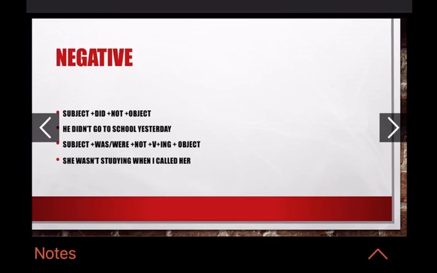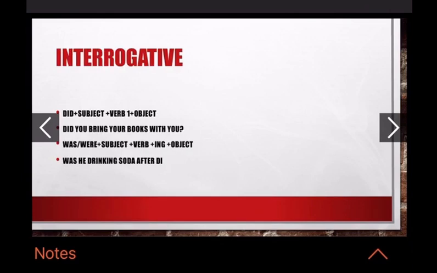The interrogative form. In the past simple we flip between the subject and the auxiliary, so the sentence becomes did plus subject plus verb one, which is the base form, plus object. So, did you bring your books with you?